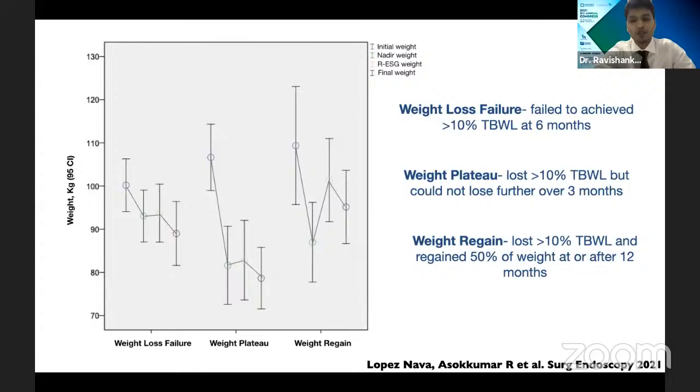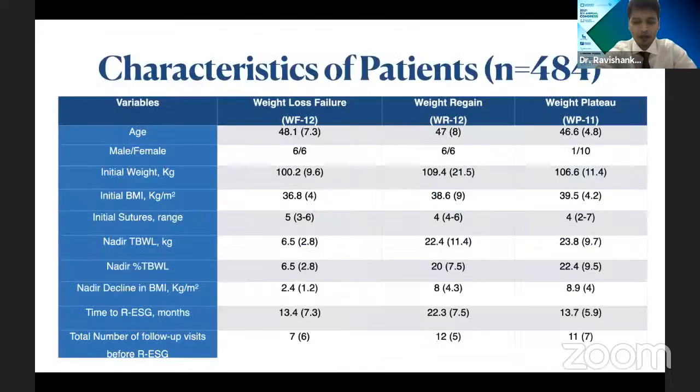And the last group is the weight regain group. These are the good responders. They have actually responded very well by achieving more than 10% weight loss. But with time, they bounce back by regaining 50% of their lost weight. In our own experience, treating more than 480 patients, we found that close to 35 of them required re-intervention. The re-intervention which we offer here is resuturing or a repeat endoscopic sleeve gastroplasty.